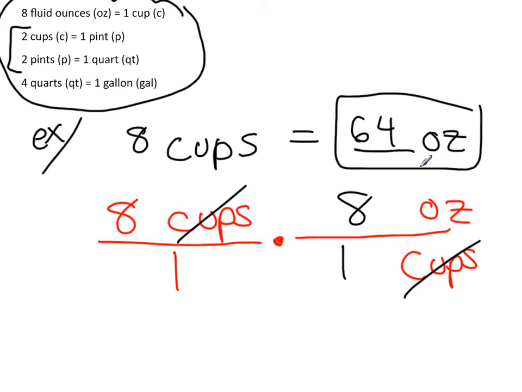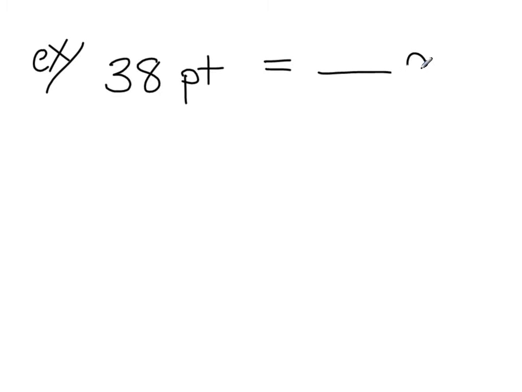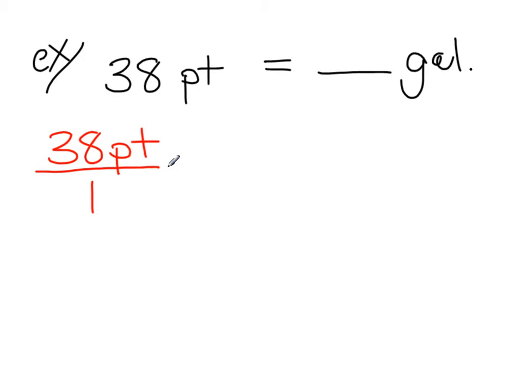Actually, I don't have a horrible one for this one, so let me make up one. Hopefully this won't go too bad. Let's say, for instance, I have 38 pints, and I want to know how many gallons that is. So I'm going to write what I know, and if need be, we'll write a decimal, which looks like we might have to. We'll put this over 1, and we are going to multiply this so that pints cancel out, so we want pints in the bottom.